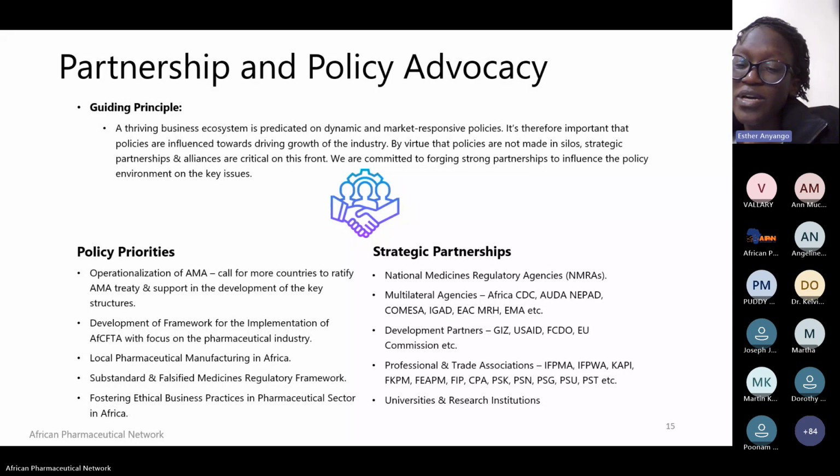Strategic partnerships, we're working very closely and we hope to partner with as many national regulatory authorities as possible. We're also focusing on multilateral agencies who run or who are in charge of some of these continental policies, so bodies like Africa CDC, AUDA, NEPAD, COMESA, AGAD, etc. Development partners also are of our interest and professional trade associations, which I know many of us are a part of, and university and research institutions.